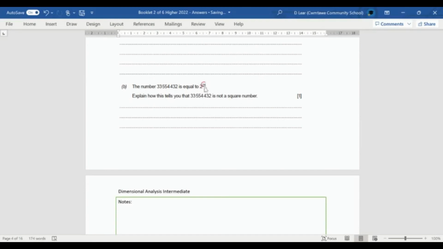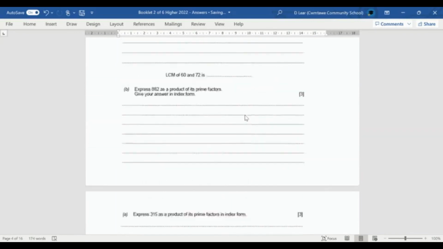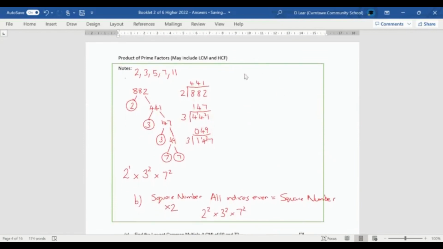Look at the indice, it's 25, okay? The indice is odd, right? Even indices equal square numbers, basically, okay? Now, in terms of LCMs and HCFs, why are they tagged onto this question?